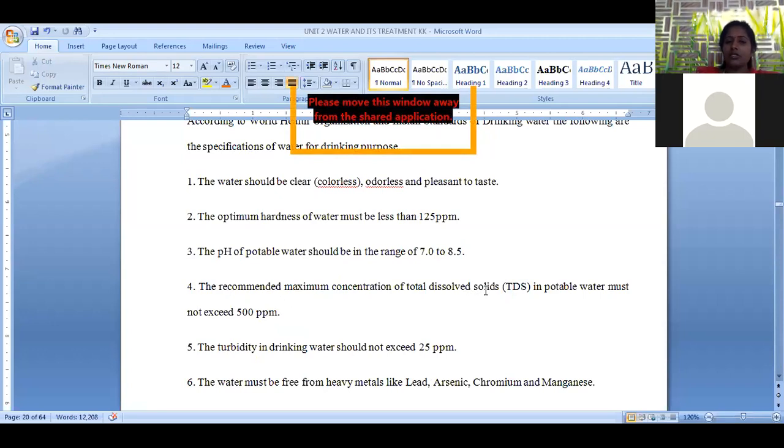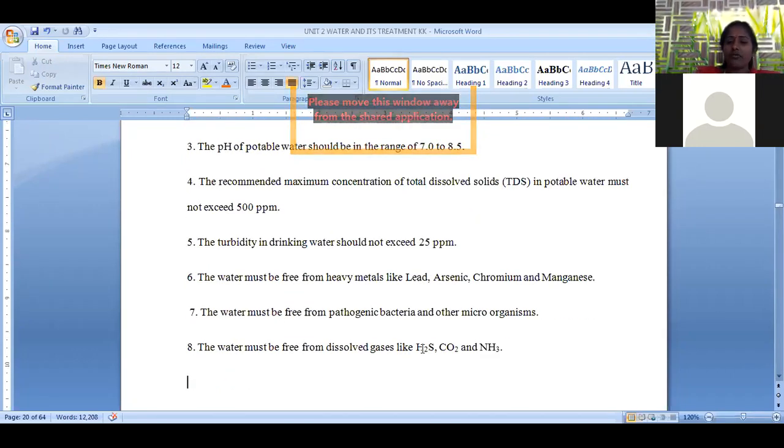Turbidity is nothing but any solid impurities or coagulating matter present in the water, and it should not exceed 25 ppm. Turbid matter, clay particles, or any other solids should not exceed 25 ppm, then only it is fit for drinking.